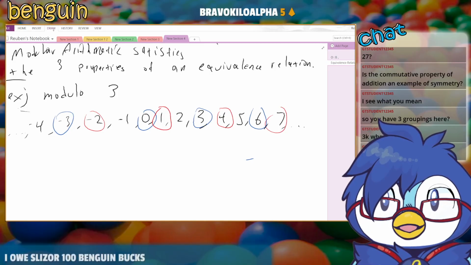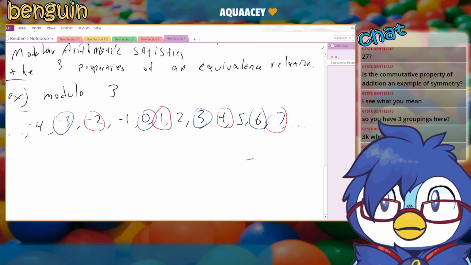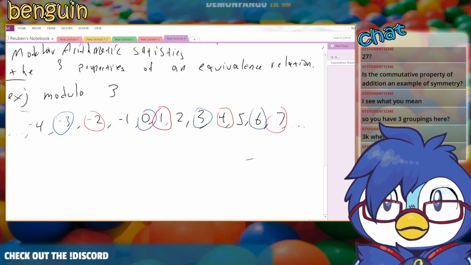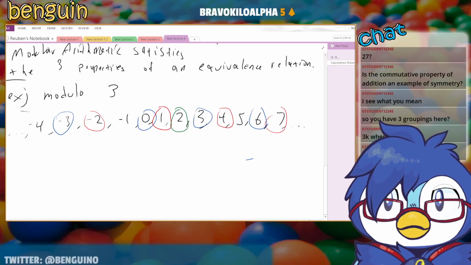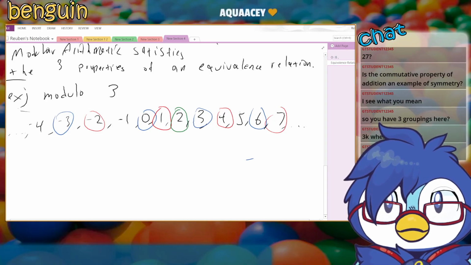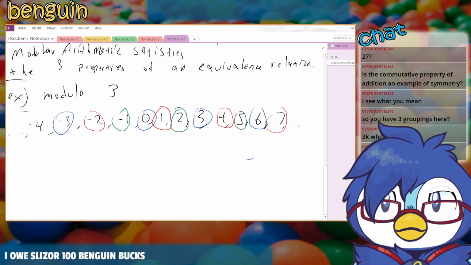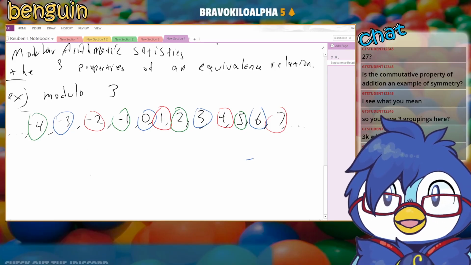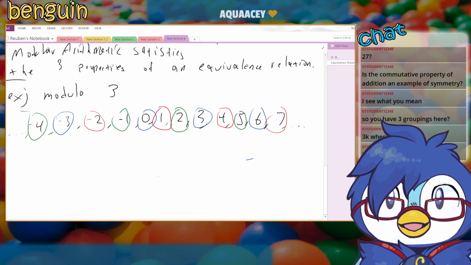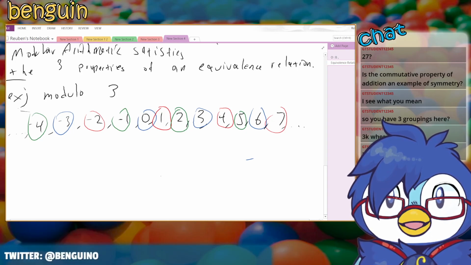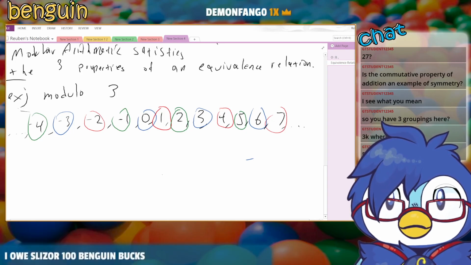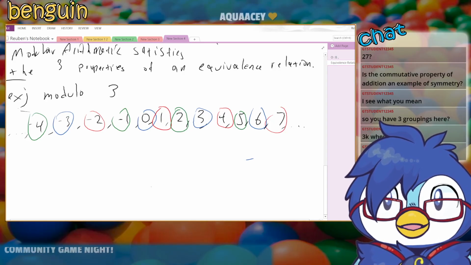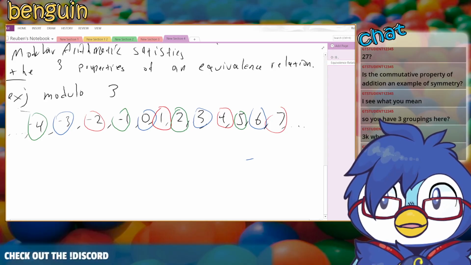Okay, and then lastly, I can look at, say, 2. The things that are equivalent to 2 are going to be 5, -1, and -4. One neat thing here is that none of the blues overlap with the reds or the greens, and furthermore, every single number belongs to one of these three groups. So it's an interesting property we have there.